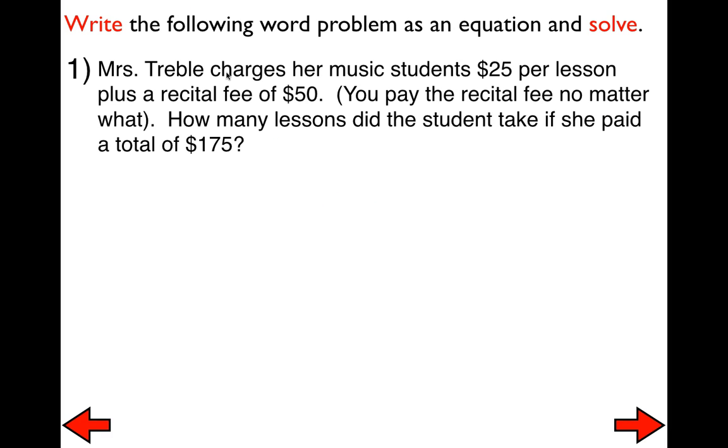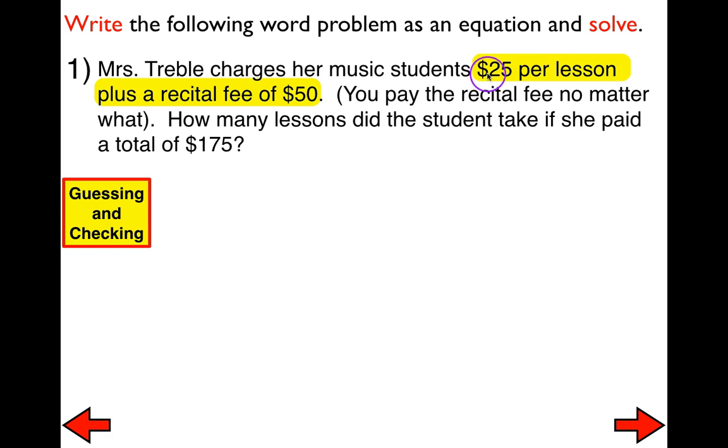So look at our first example here. It says Miss Shovel charges her music students $25 per lesson plus a recital fee of $50. You pay the recital fee no matter what. How many lessons did the student take if she paid a total of $175? Well, let's go ahead and guess and check. So if she's charging $25 per lesson plus that recital fee of $50, how much would it be for one lesson? Well, it's $25 for that one lesson plus that $50 recital fee. So I'm going to say that's $75.